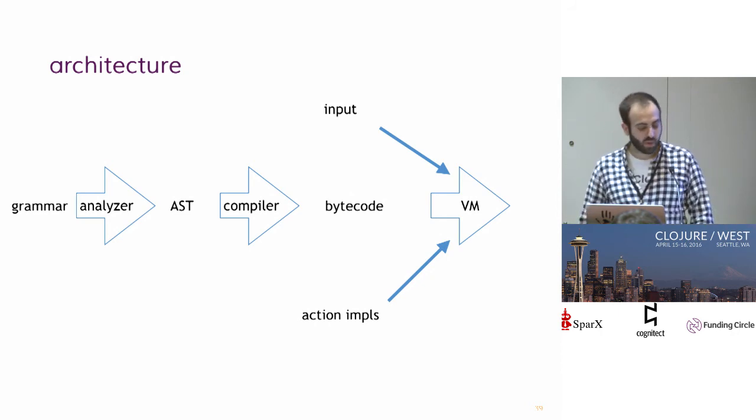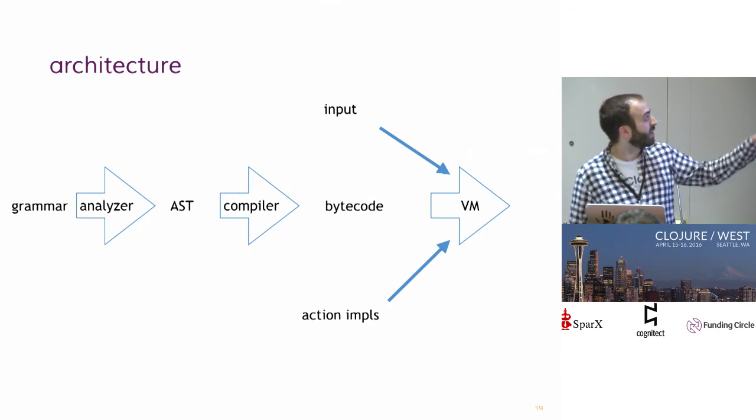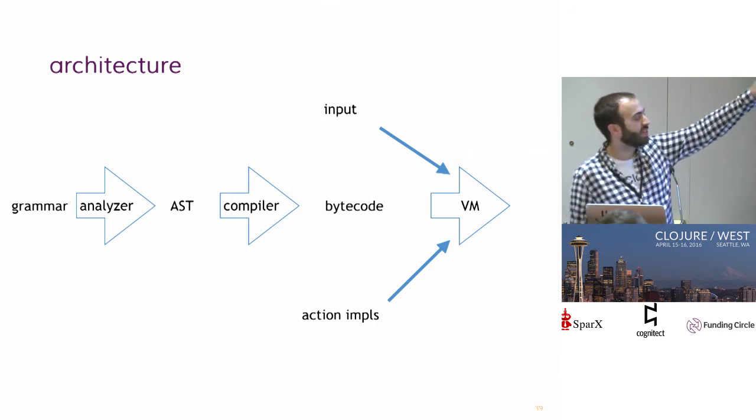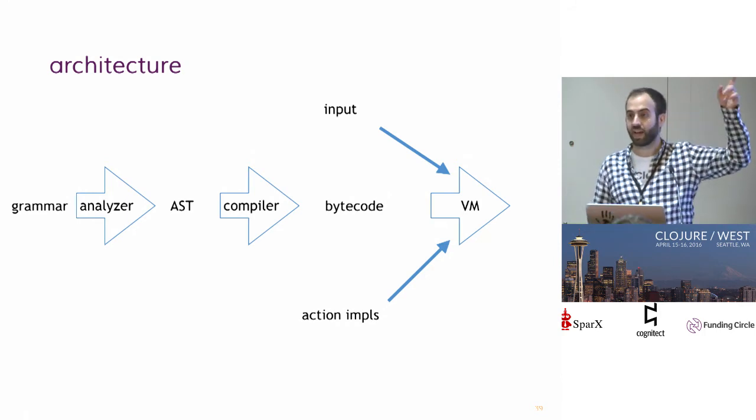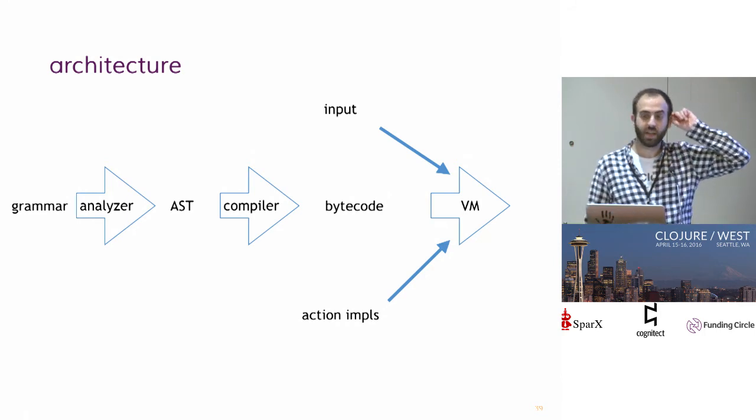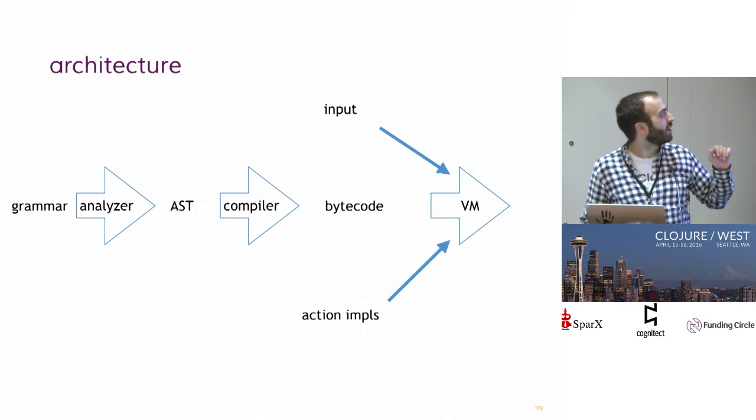Same exact form. I wanted to have the AST in the middle because if I went directly from the grammar to the bytecode, I couldn't do any of the code analysis for the optimizations. So that's why that part is critical.